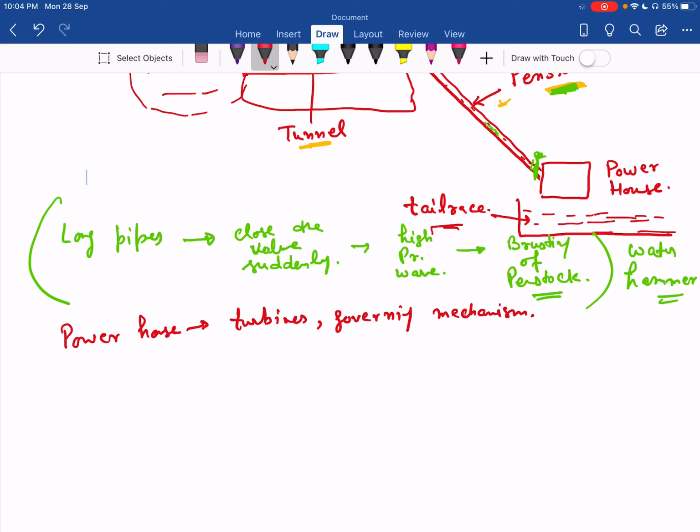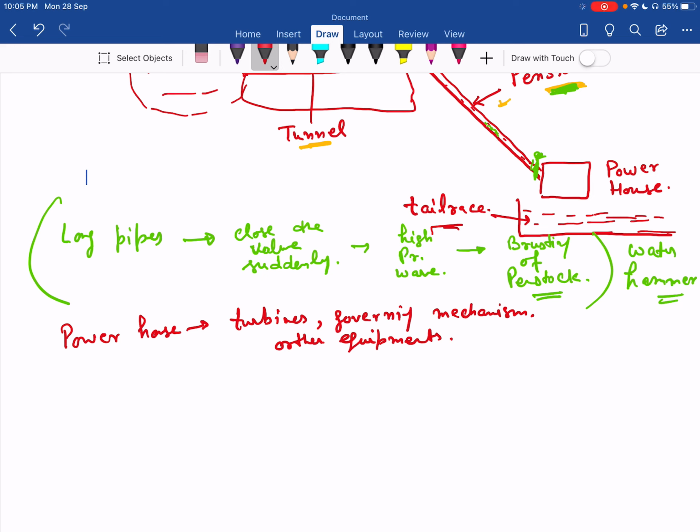So this mechanism is used to control the discharge and speed of the turbine. Okay, now it has other equipment like watt meters, voltmeters, ammeters. Okay, so different types of electric instruments are there in the powerhouse.